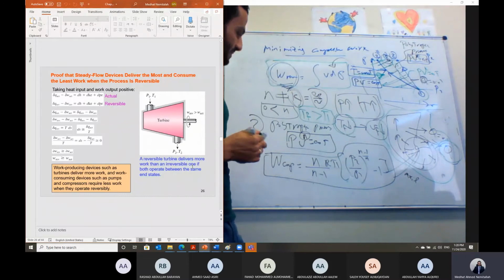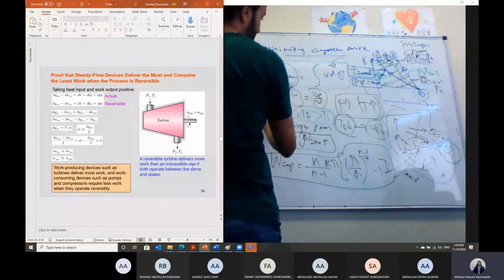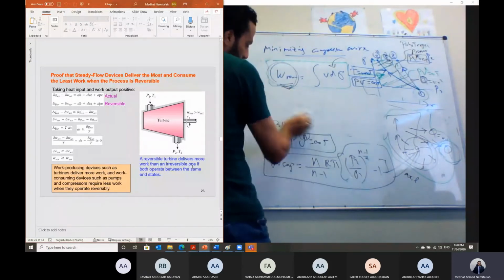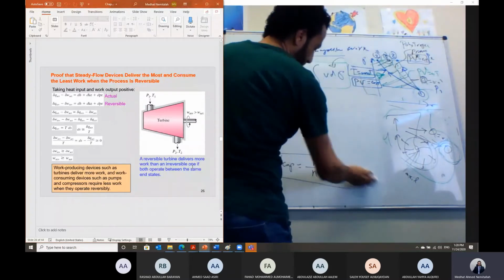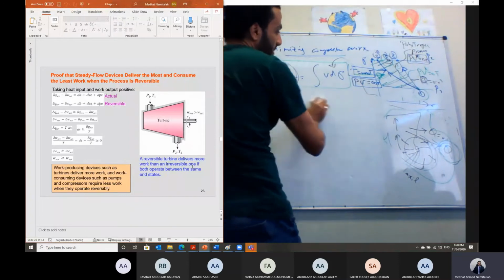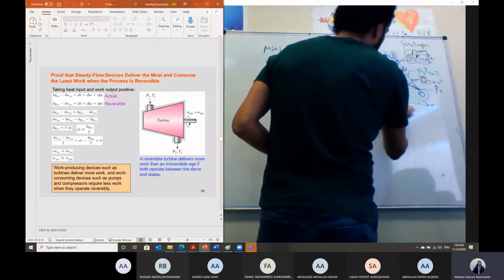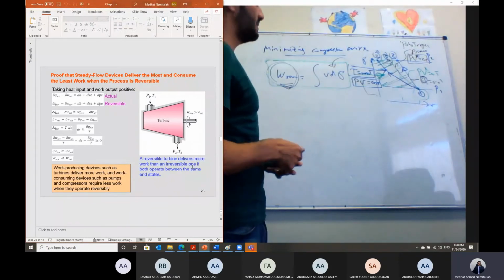So if the process is isothermal, that means we are cooling down the gas during the compression process, so that the final temperature is the same as the initial temperature. We don't have temperature rise. That means the volume of the gas will be kept minimum at the output of this compressor. And in this case, the work under this curve for the isothermal case will be the minimum.